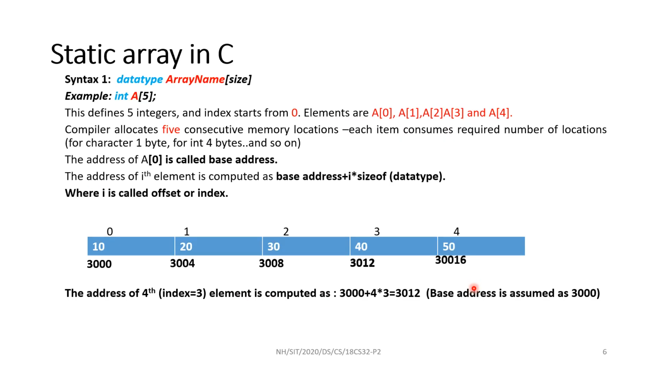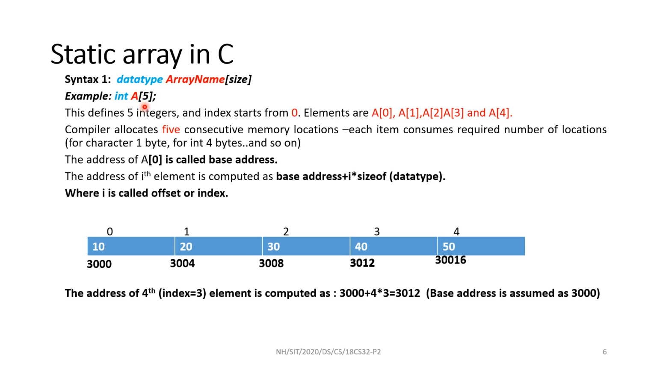In C, how to define a static array? To define a static array, the syntax is the data type of the array, the array name, and the size. For example, I want to create an array named A to accommodate 5 data elements of type integer. Syntax for that is int A, square bracket, inside that 5. That 5 indicates the size which is fixed.